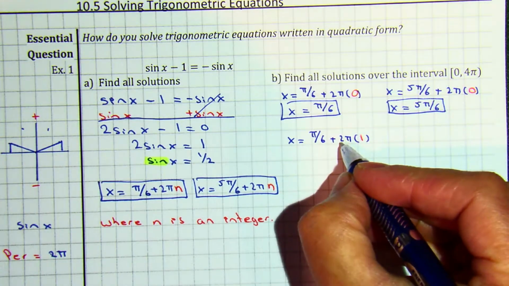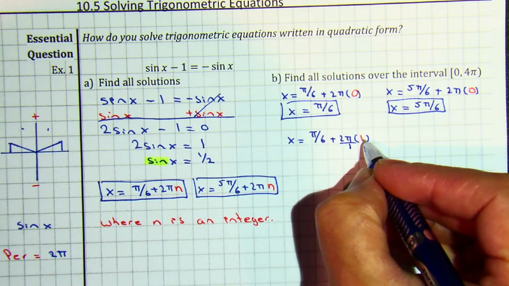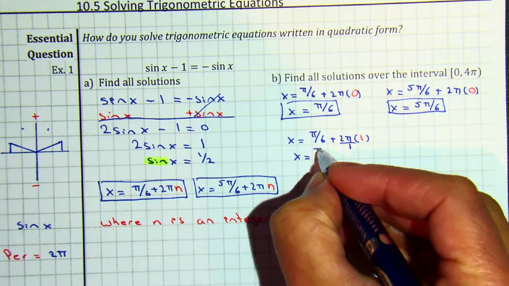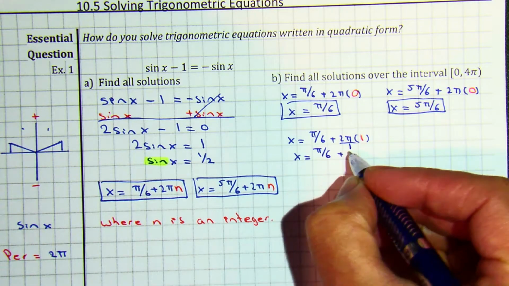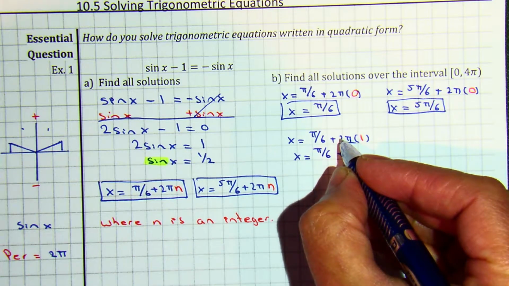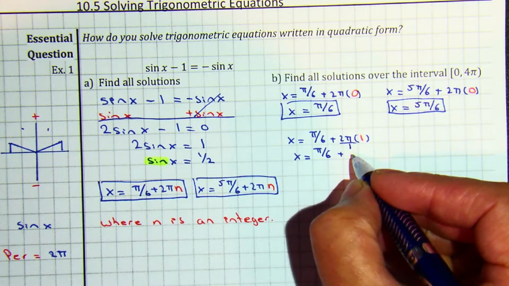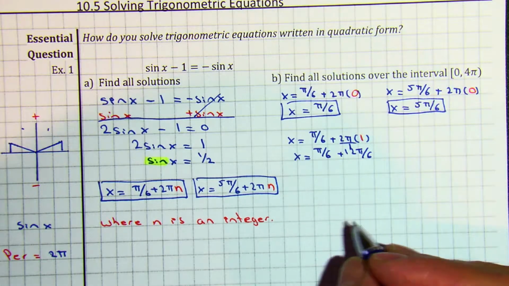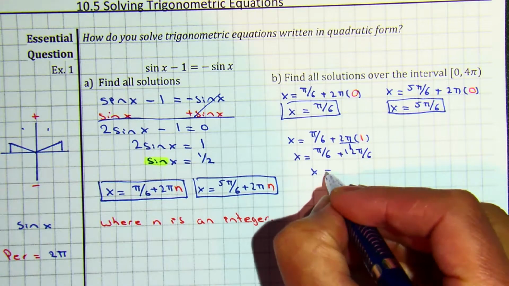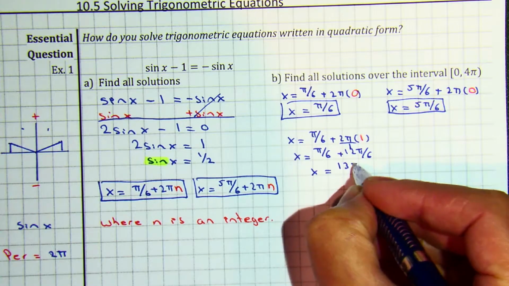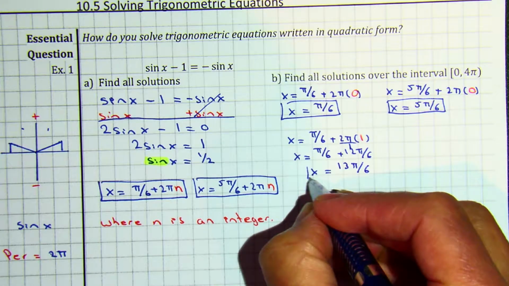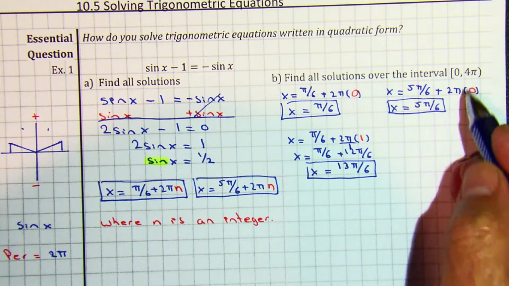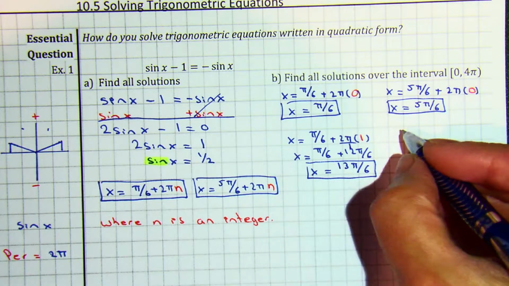I'm going to place this over 1. That's 2. I need to have the same denominator, so therefore x equals pi over 6 plus, multiplied by 2 by 6 gives me 12 pi over 6. So therefore this will be 13 pi over 6. That's 2 and 1/6, so it's still smaller than 4 pi, so we can continue.